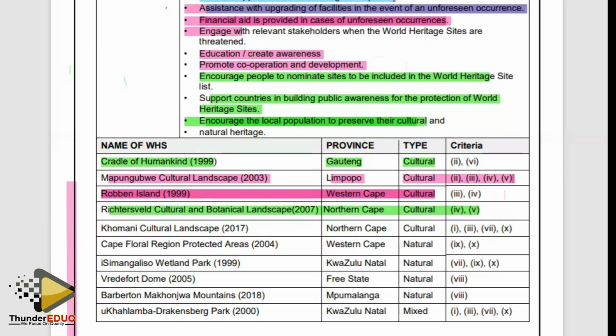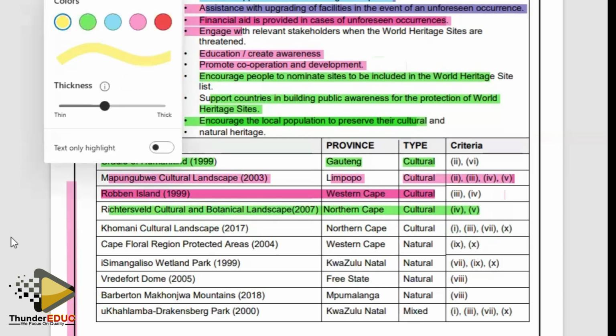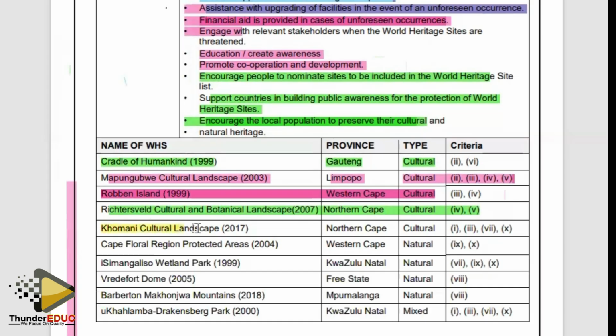Then we have also the Komani Cultural Landscape, declared in 2007. Northern Cape, it is cultural, and it meets criteria 1, 3, 7, and 5. The Cape Floral Region protected areas were declared in 2004. In the Western Cape, it is a natural World Heritage Site, and it meets criteria 9 and 10.